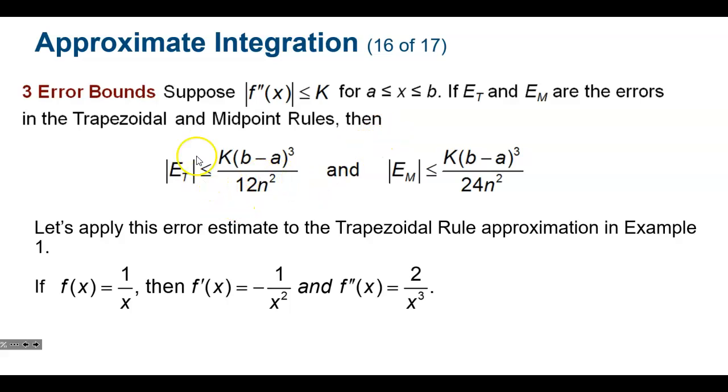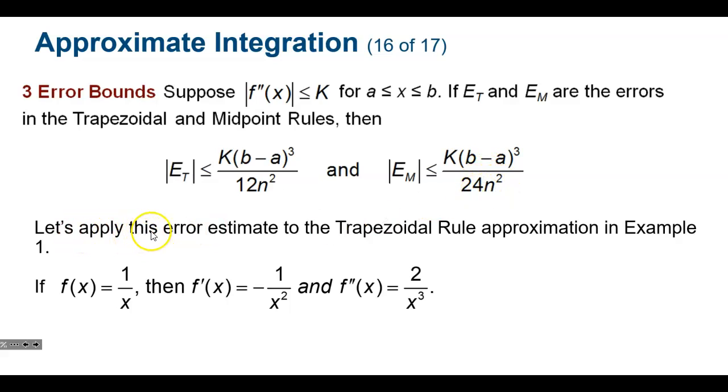The absolute value of the error of the trapezoidal is less than or equal to k times (b minus a) to the third power over 12n squared. And the absolute value of the error for the midpoint rule is less than or equal to k times (b minus a) to the third power over 24n squared.